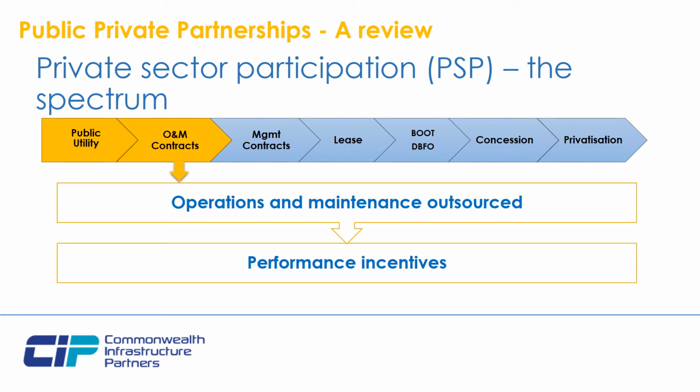In the first stage of involving the private sector, operations and maintenance are outsourced to a private sector organisation, to a company. So the company will be responsible for operating that entity and for maintaining it, and it will be given various performance incentives. The better it performs, the more rewards it will receive.